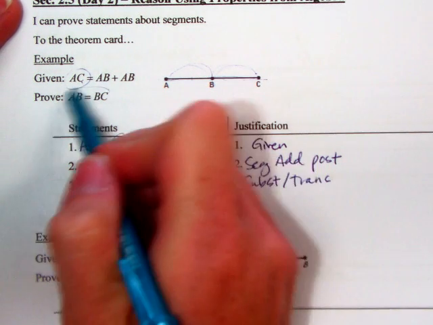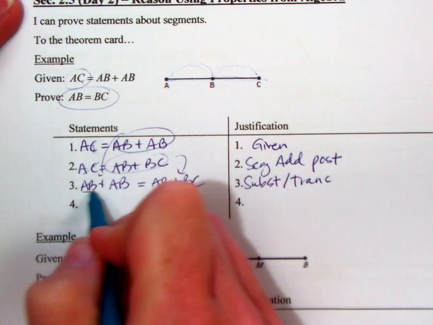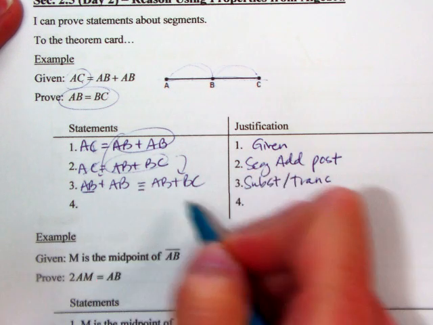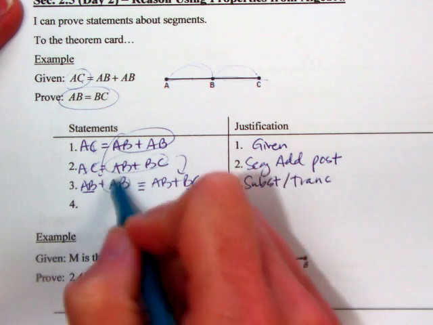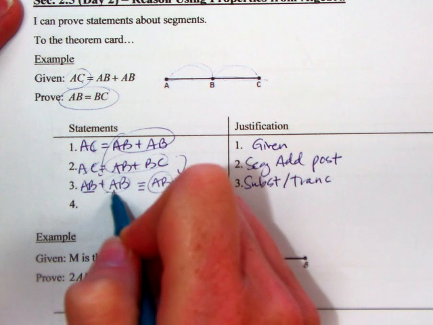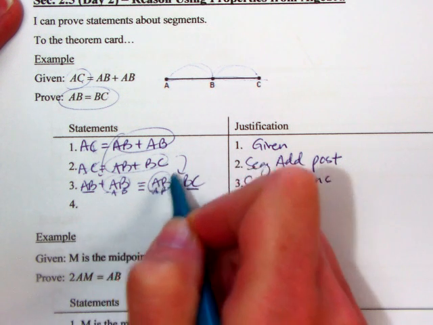I'm trying to get it to be AB equals BC, and I've got an AB right there. I got my equal sign, and then I got my BC. So what I need to do is get rid of that. So I could subtract an AB from both sides, and as soon as I do that, they go away.